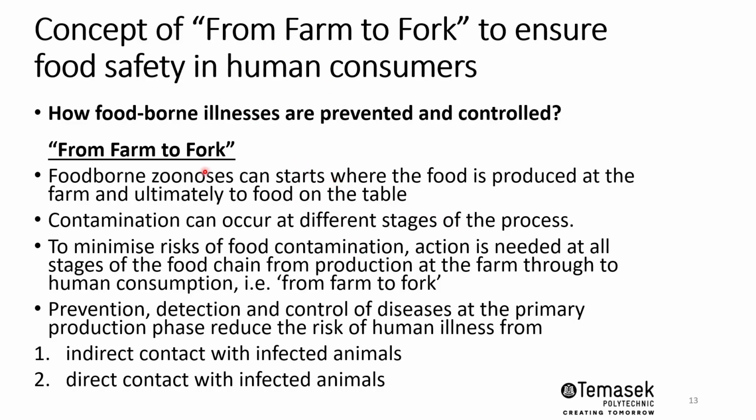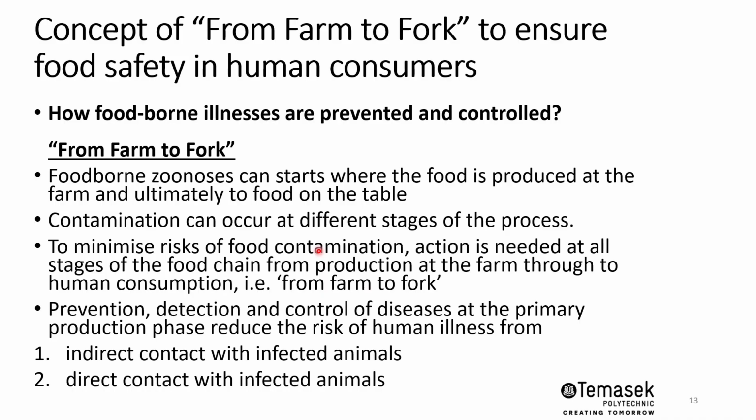So how are foodborne illnesses prevented and controlled in Singapore? The concept of from farm to fork begins when the food is being produced and ultimately lands on our table. That's why the term from farm to fork. Between any of these stages, when the food is being produced at the farm and ultimately presented on the table for consumption, foodborne zoonosis is a real threat. Food contamination can also happen. Foodborne illnesses can also arise if any of this breaks throughout this whole value chain.